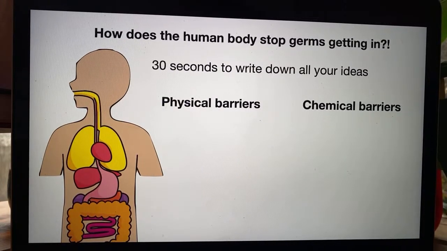So let's start with the chemical barriers. Tears and saliva. Yeah, true facts. So obviously your skin is a massive physical barrier, right? Your skin is the most important physical barrier. It would be quite easy, wouldn't it, for a germ to get to your lungs if your skin wasn't there. Not worth thinking about too much. So the chemical barriers tend to be in the areas where you don't have skin.